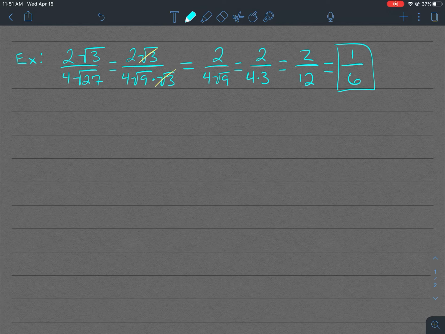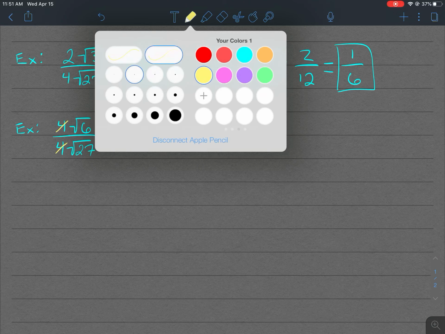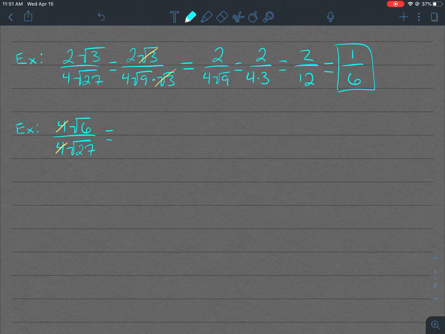All right, let's do one more, and we'll call it good. Let's say we had 4 square root 6 over 4 square root 27. Well, right off the bat, what do they have in common on top and bottom? A 4. So those two have a pair. They match up, so it goes to 1. And what are you left with? You're left with the square root of 6 over the square root of 27.